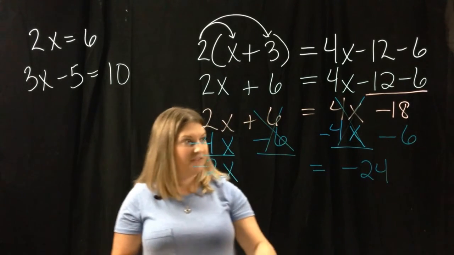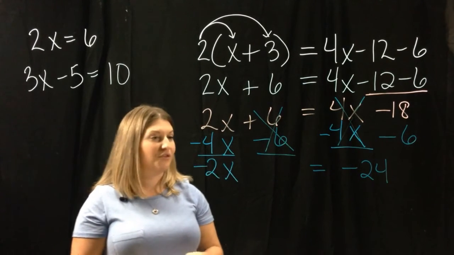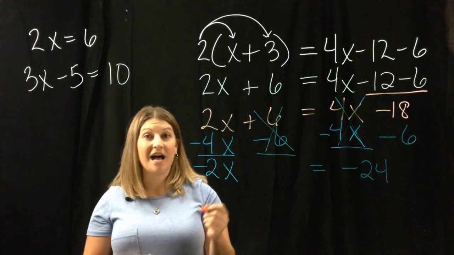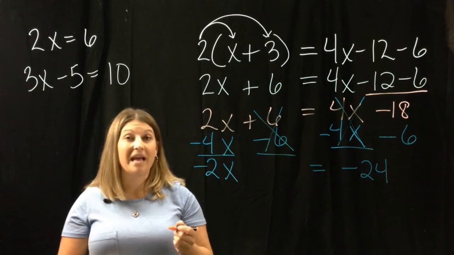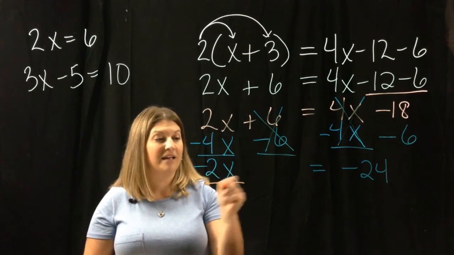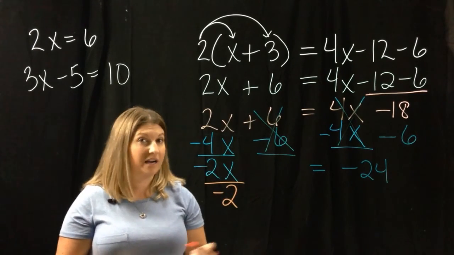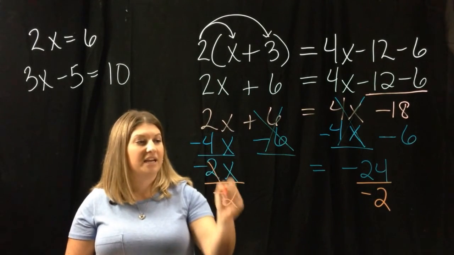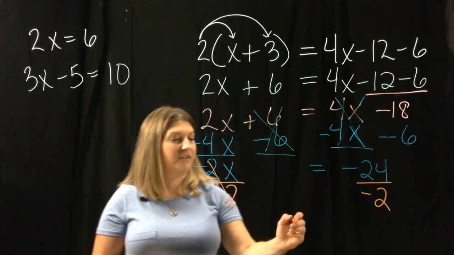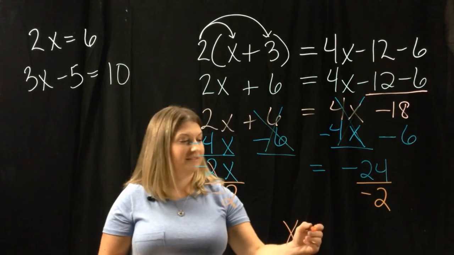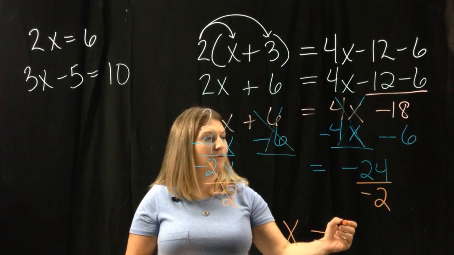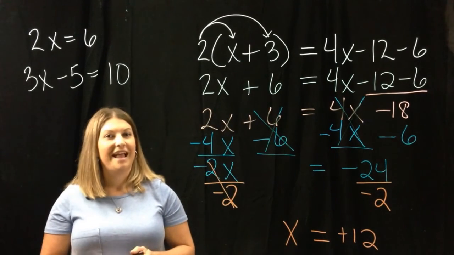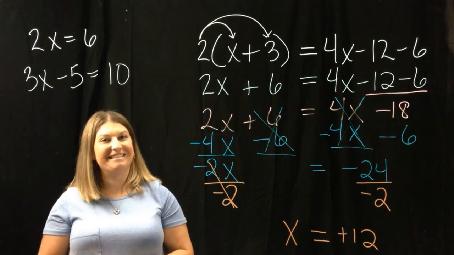So what we have left is one more step to solve for x, and that is to get the x by itself, we divide by the coefficient. We want to make the coefficient 1. Right now, it is a -2. So we're going to divide by a -2. The -2's will cancel, leaving us with the x by ourselves. And -24 divided by -2 is a +12. And that is how we solve multi-step equations.